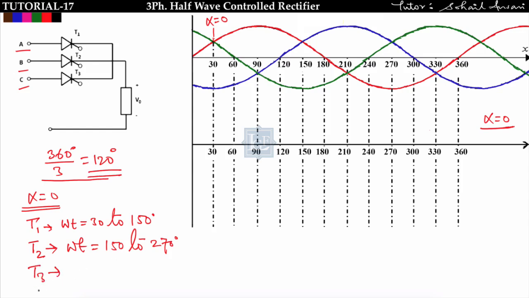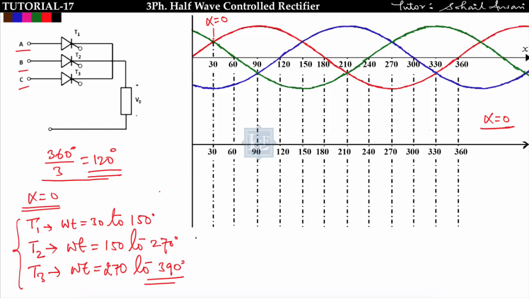Now see here, T3 will start conducting from 270, because I am triggering T3 at omega t equal to 270, and it will conduct up to 390. So for alpha equal to 0, these are the conduction periods for T1, T2 and T3 respectively.